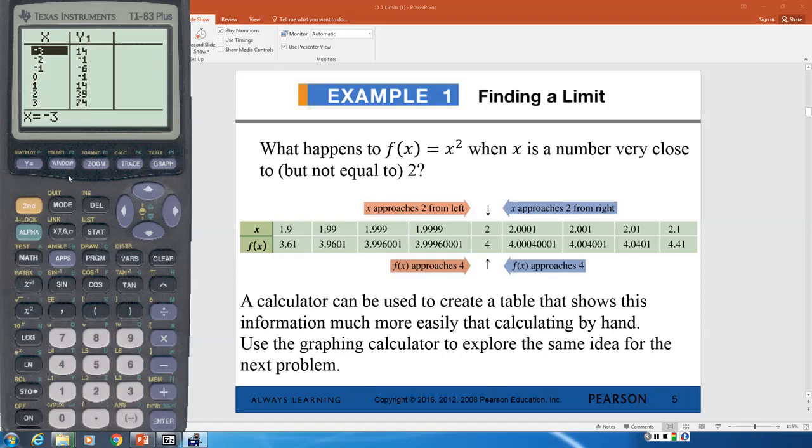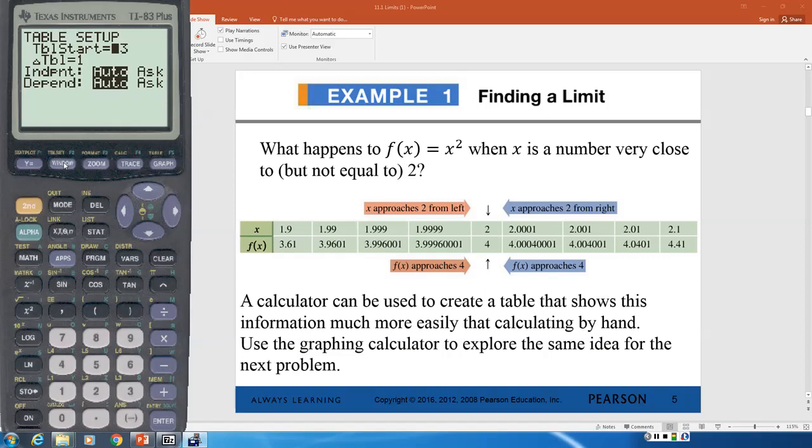Okay, on the calculator, what we're going to do is go to y equals, and I'm going to clear out the equation that's in there, and I'm going to type in x squared. So this is my f of x. It's at y1. Then I'm going to go to the table setup. Second window takes you to your table setup.